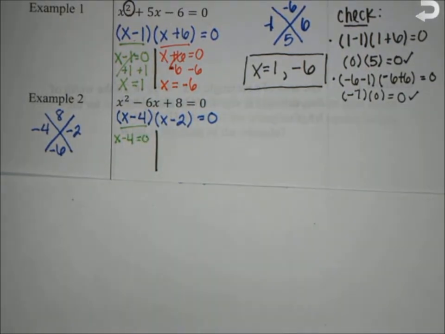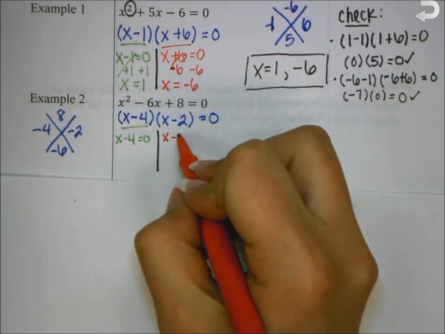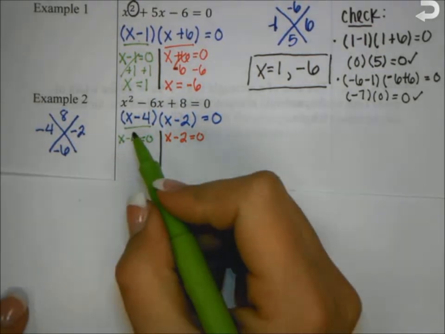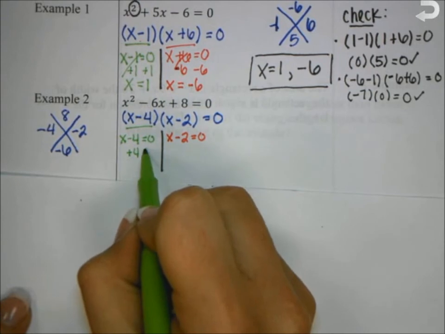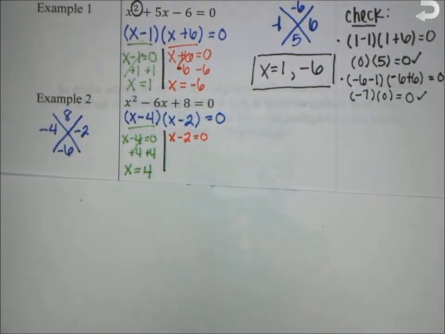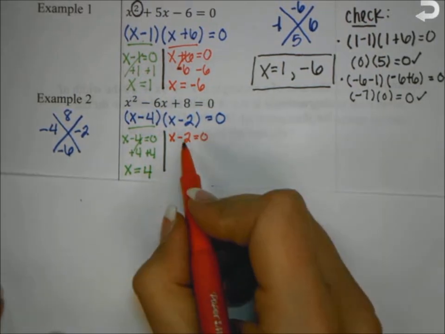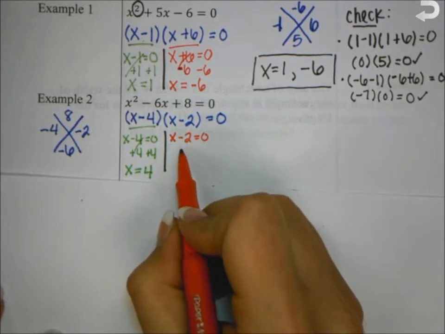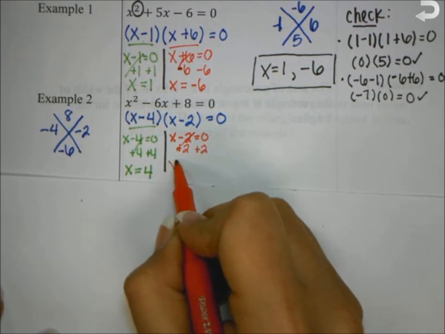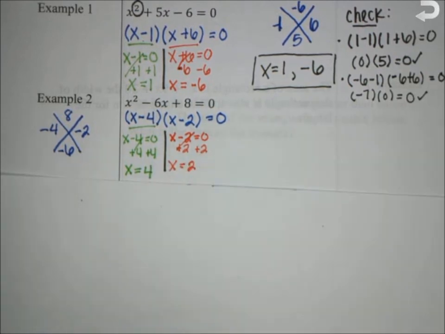Let's look at the green one first. X minus 4 equals 0. How do I solve that? Add 4 to both sides. So I get X equals 4. X minus 2 equals 0. Add 2 to both sides. So X equals 2. So how would I list my answers? X equals 2 and X equals 4. So we just list them, separate them by a comma.